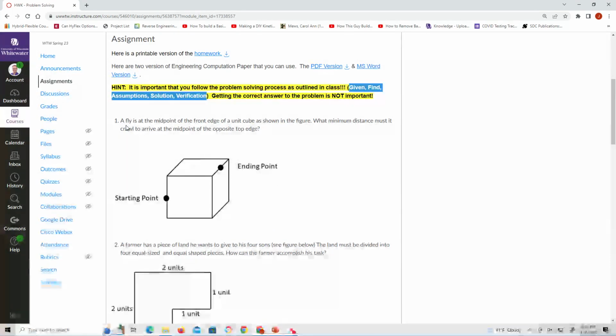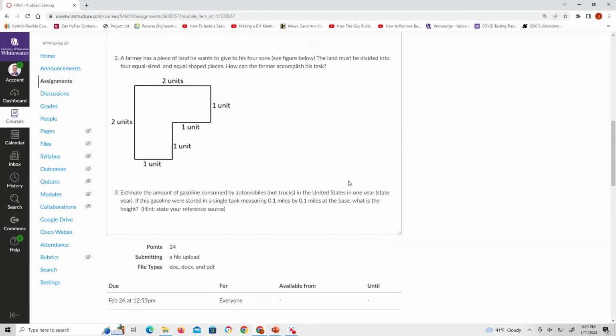Just a clarification: a lot of times people think, oh, this one's a fly. It's at some midpoint, starting point, it goes to the end, and it walks, right? It's crawling. So it's actually going to crawl on the box. It can't fly. How does it get from here to this other side? And what is that minimum distance that it must travel?